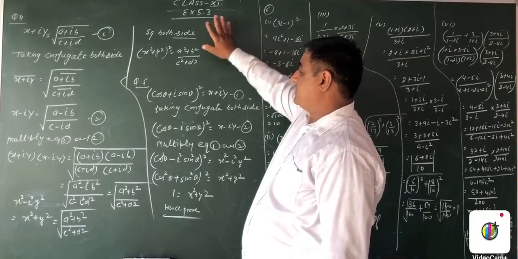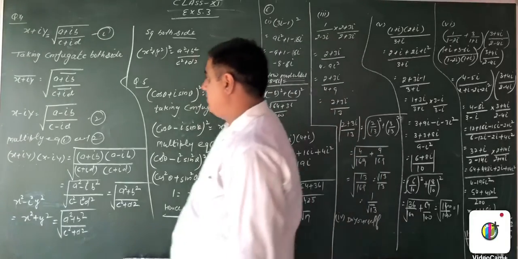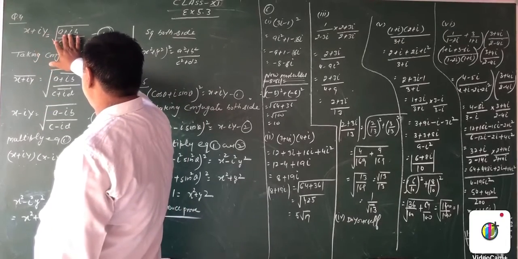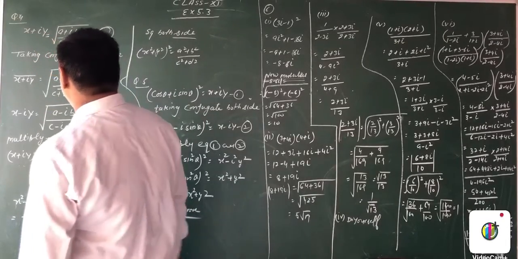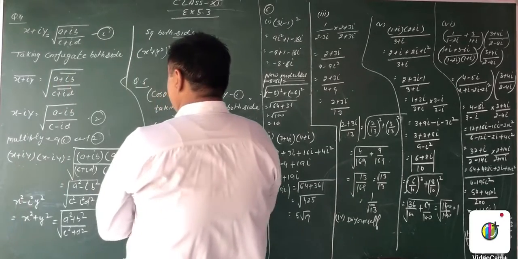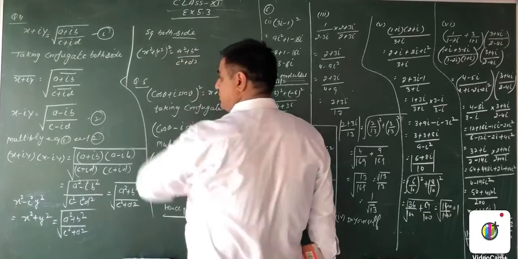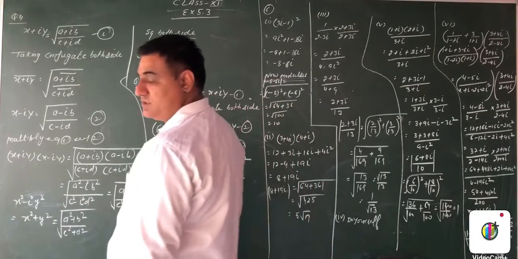Class 11, Exercise 5.3, question number 4. It is given that x plus iota y is equal to the square root of (a plus iota b) over (c plus iota d). We have to find the value of (x square plus y square) whole square is equal to (a square plus b square) over (c square plus d square).